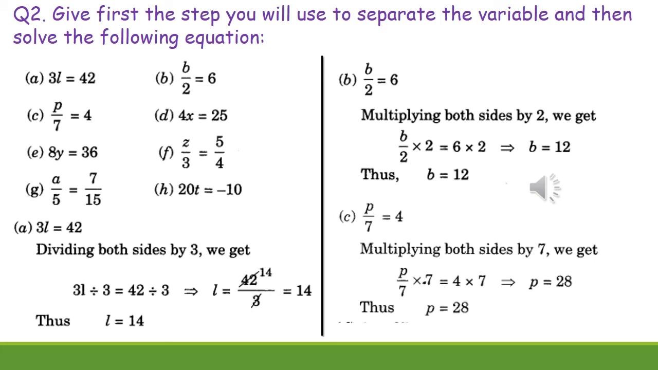P by 7 is equal to 4. So 7 is dividing, so we are multiplying 7 on both sides. P by 7 into 7 is equal to 4 into 7. So P is equal to 28 is the solution of the equation.